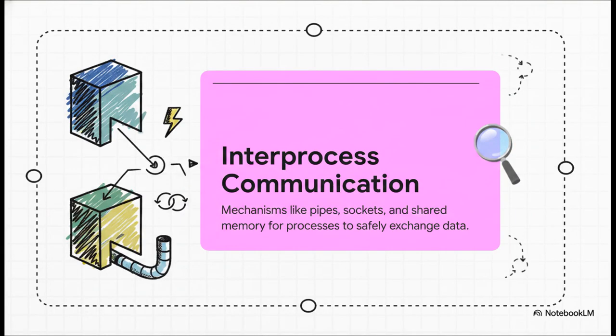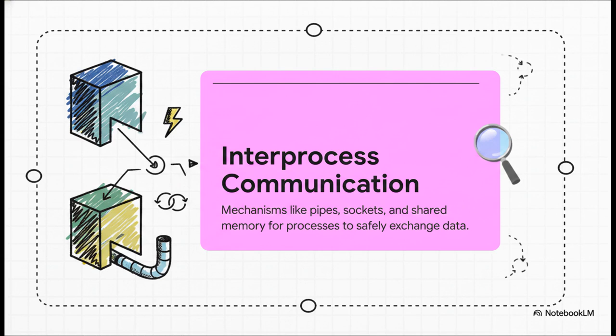Plus, because our applications are securely locked in their own isolated rooms up in user space, we desperately need a highly secure mail system to let them talk to each other. Enter the Inter-Process Communication, or IPC, subsystem. This provides really strict, tightly controlled mechanisms, things like signals, pipes, and sockets.